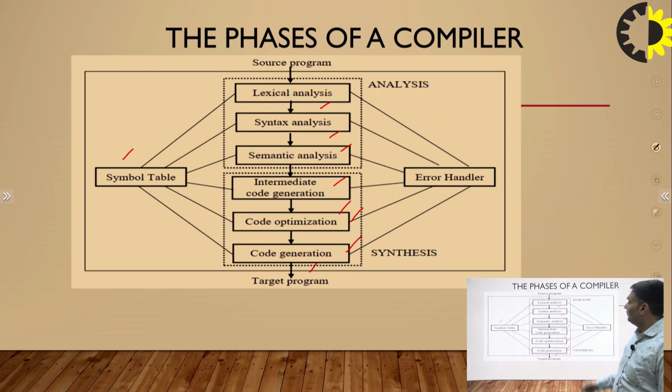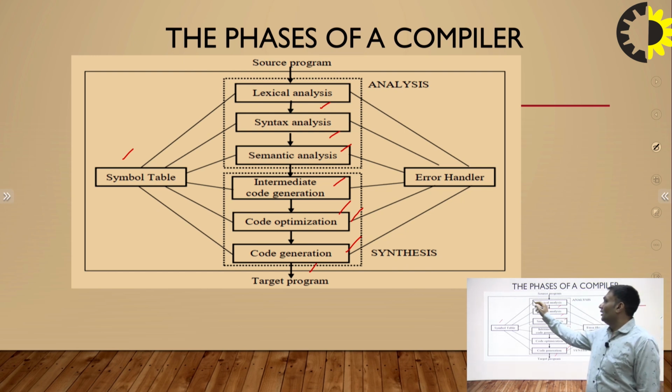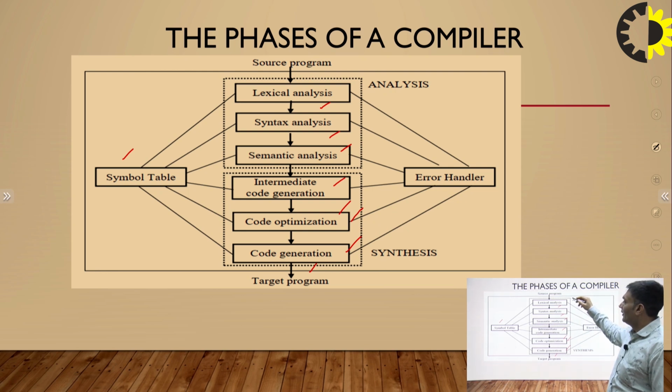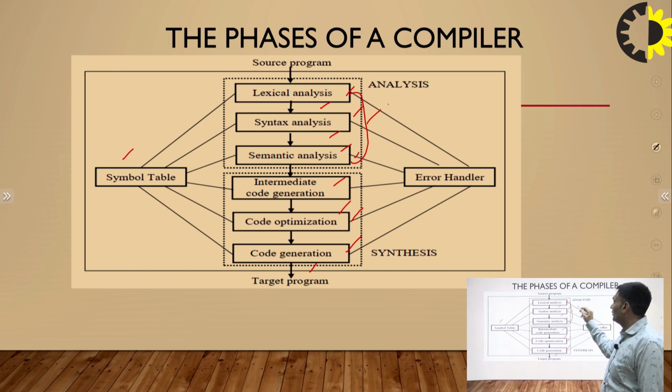And in this example, we can see the phases that come at the start: lexical analysis, syntax analysis, and semantic analysis. These 3 phases are also called the analysis part of the compiler, and the last 3 phases are called the synthesis part of the compiler.